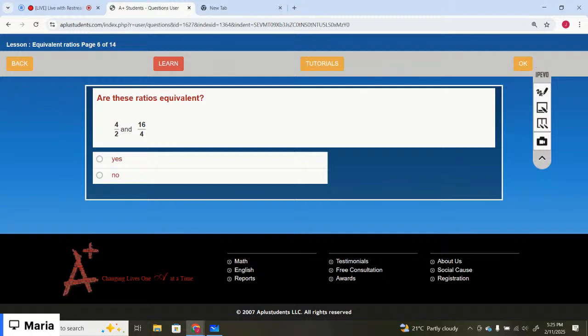4 over 2 and 16 over 4, which is the correct option? No, they are not equivalent. The correct option is no. Okay, you can complete the lesson by yourself later today. Let me just move on to the next lesson.